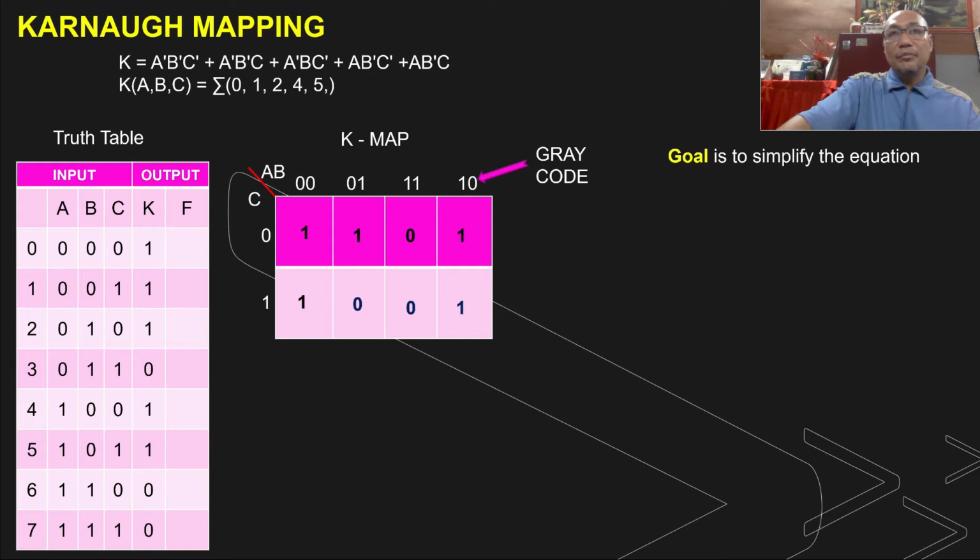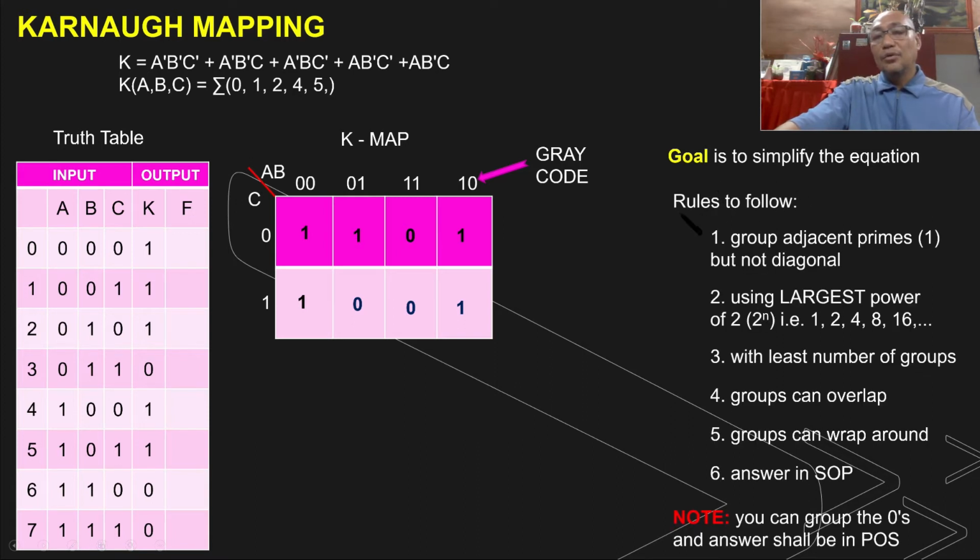As in our Boolean algebra, our goal is to simplify the Boolean expression. Here also, in Karnaugh Map, our goal is also to simplify the equation so that the circuit that will be designed will become simpler. So how are we going to do that? We have to follow these rules. How are we going to put our Boolean expression, which is represented also by our truth table, into our map?